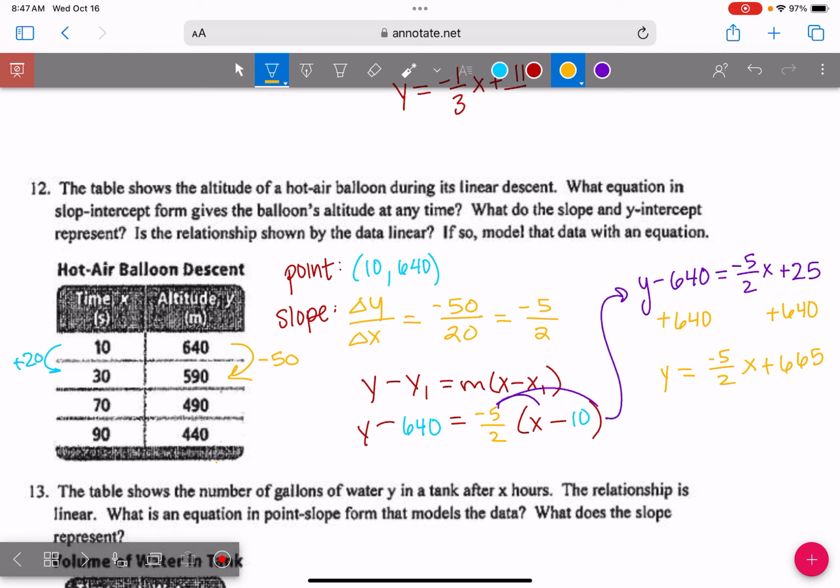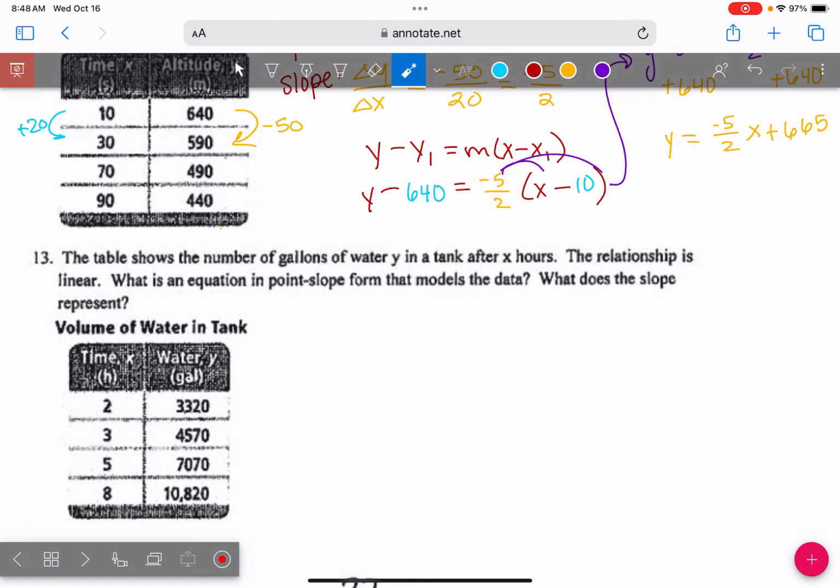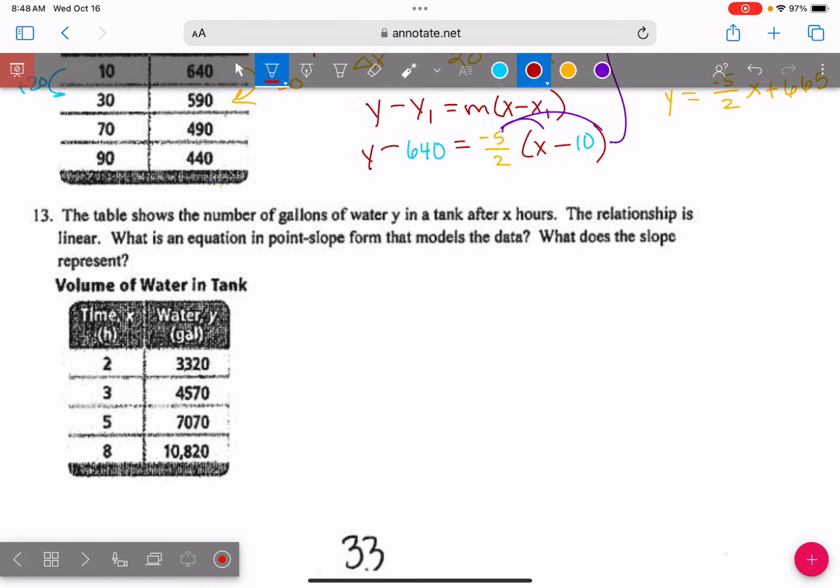And it's asking us what these numbers mean in terms of my problem. So if we look at my slope, it's my change in y over change in my x. In other words, my change in altitude over my change in time. So I would say here that for every 2 seconds, the hot air balloon is descending, because it's a minus, descending 5 meters. And then my y-intercept, that's always my starting place. So this is the height of the hot air balloon at the very beginning. All right, I want you to try 13 and pause my video.